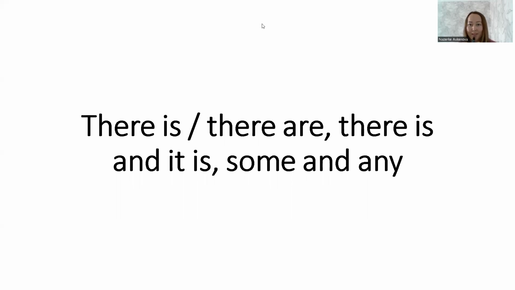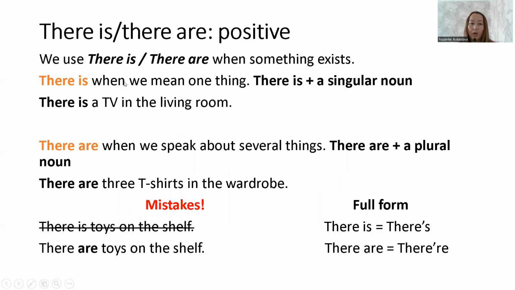Hi guys, today in this lesson we're going to talk about there is and there are, the difference between there is and it is, and some and any. So we use there is and there are when something exists. For example, if you have different furniture in your room, it means that furniture exists in your room, right? So this is what we're talking about.